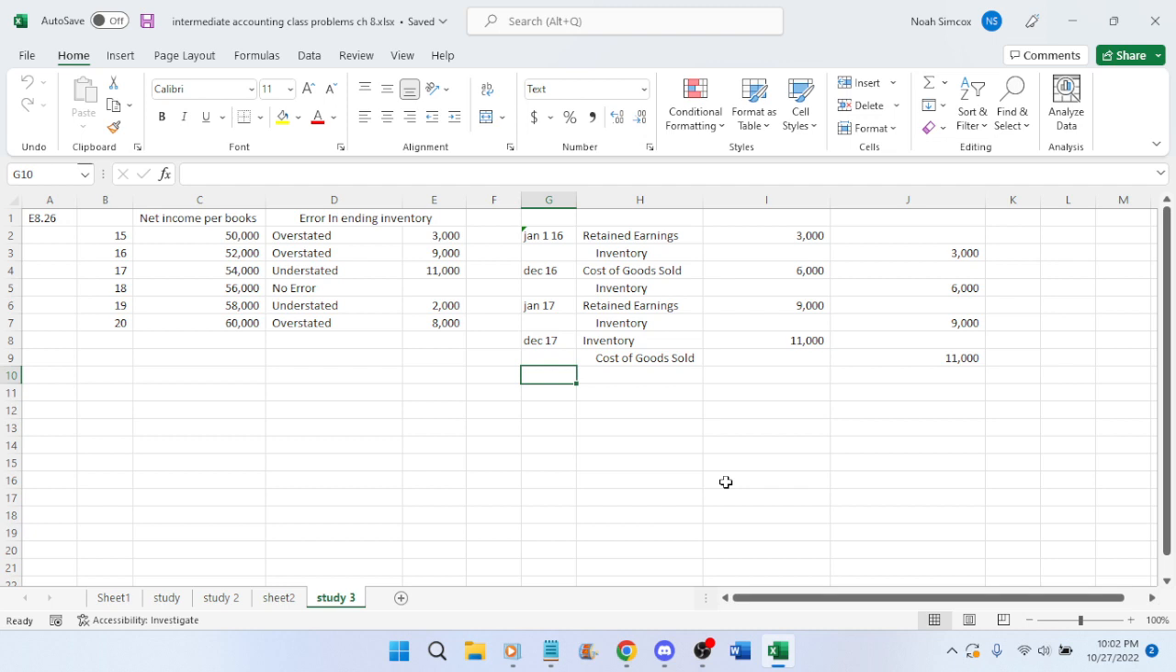How do you get 6,000? How do you get that? At the end of the year, overstated by 9,000. You already fixed the 3,000 of the 9,000 overstatement.